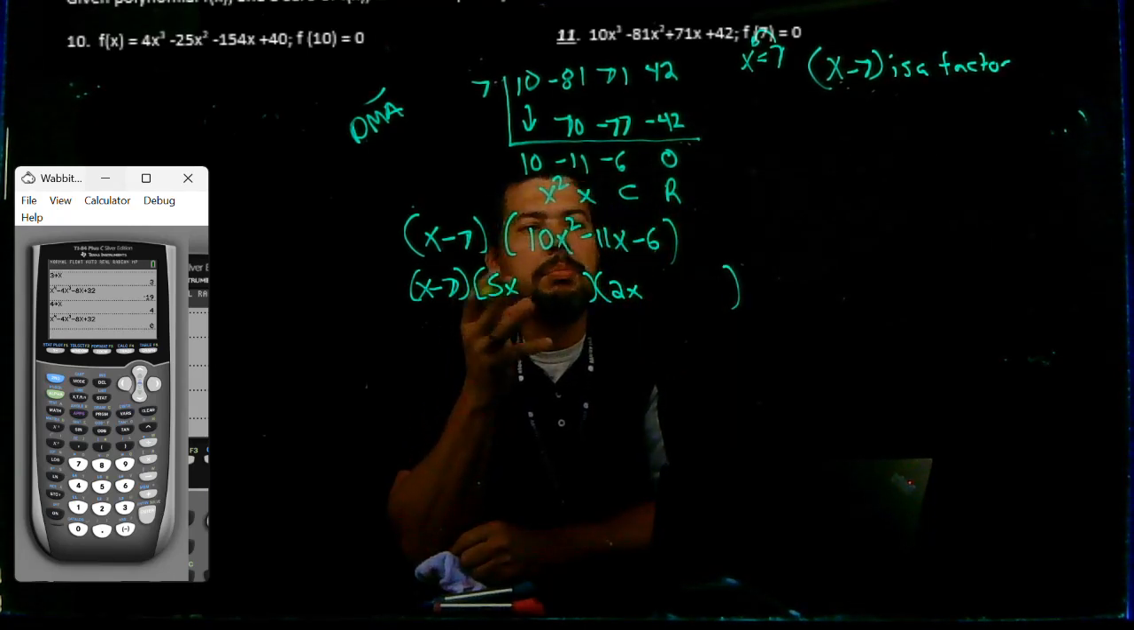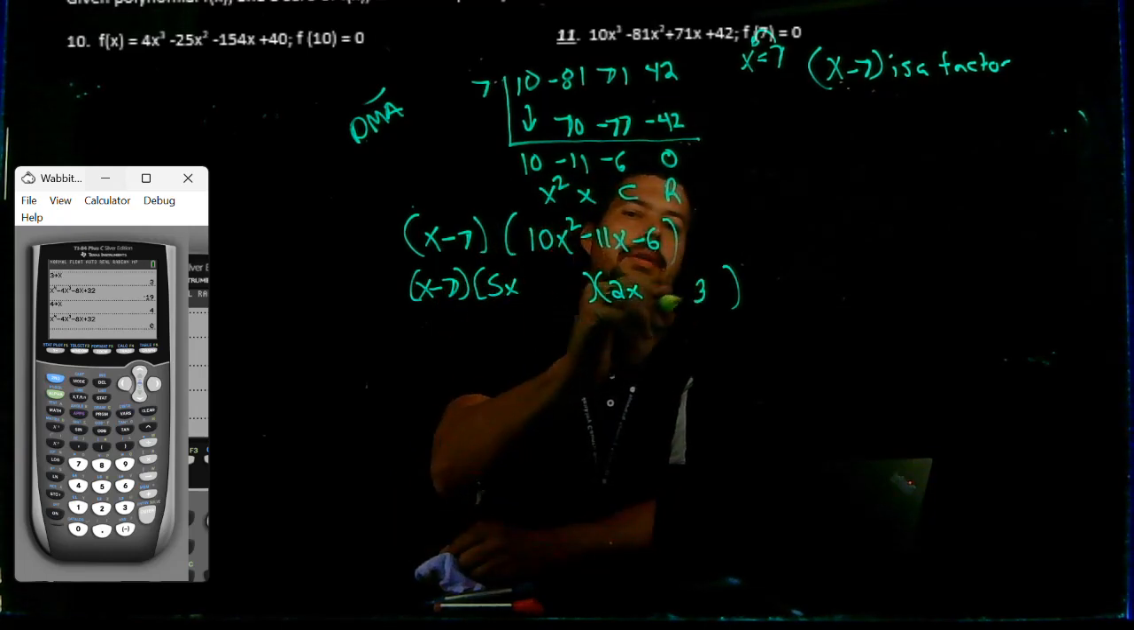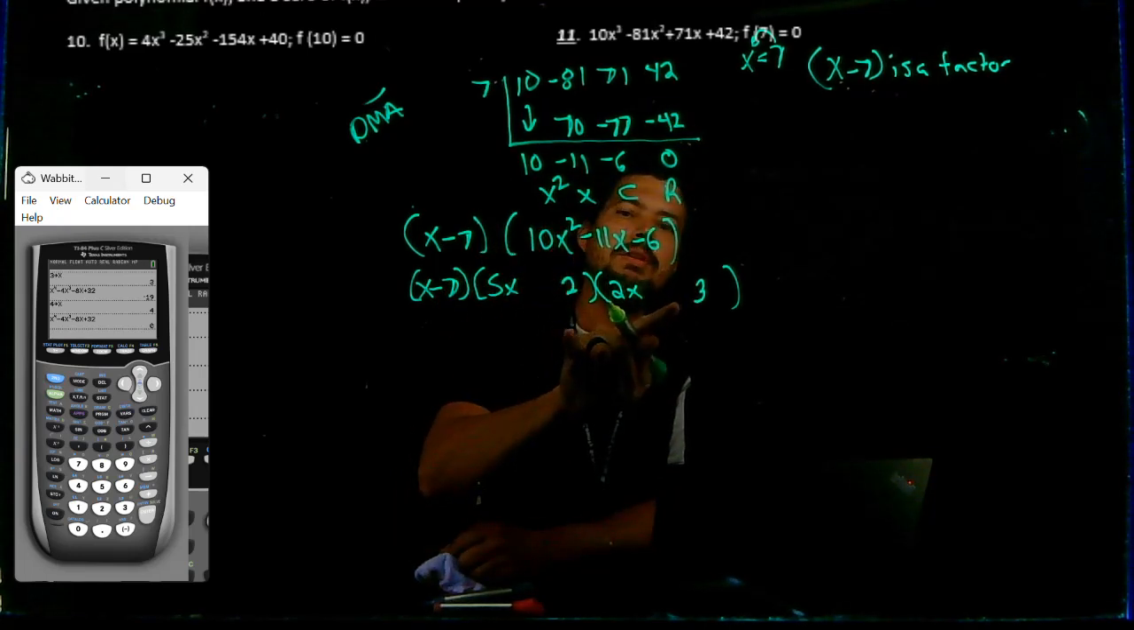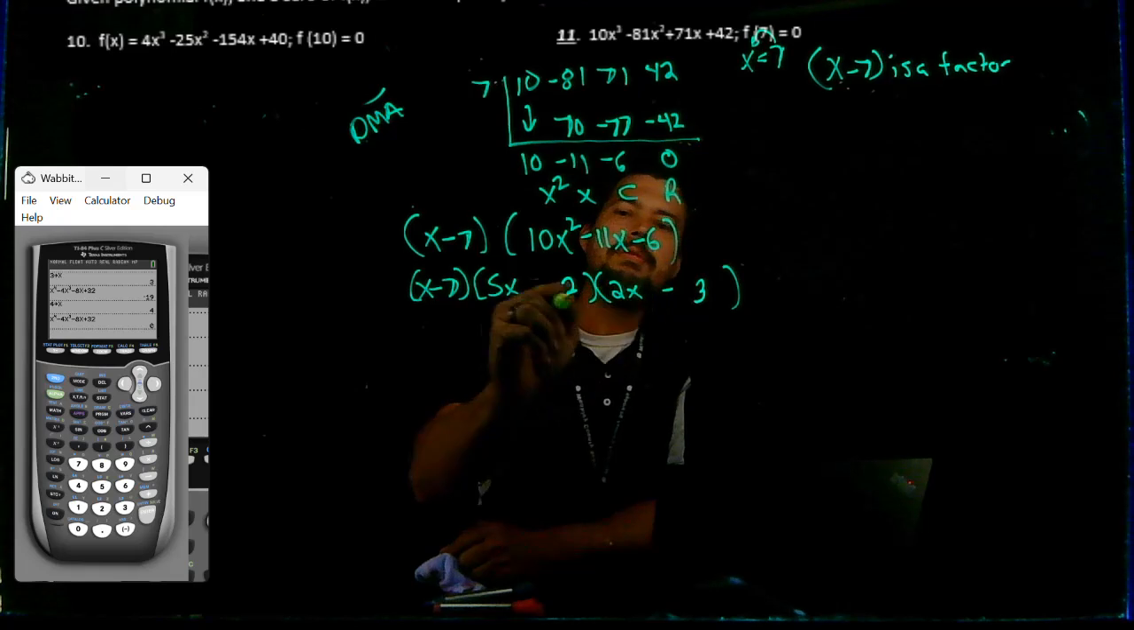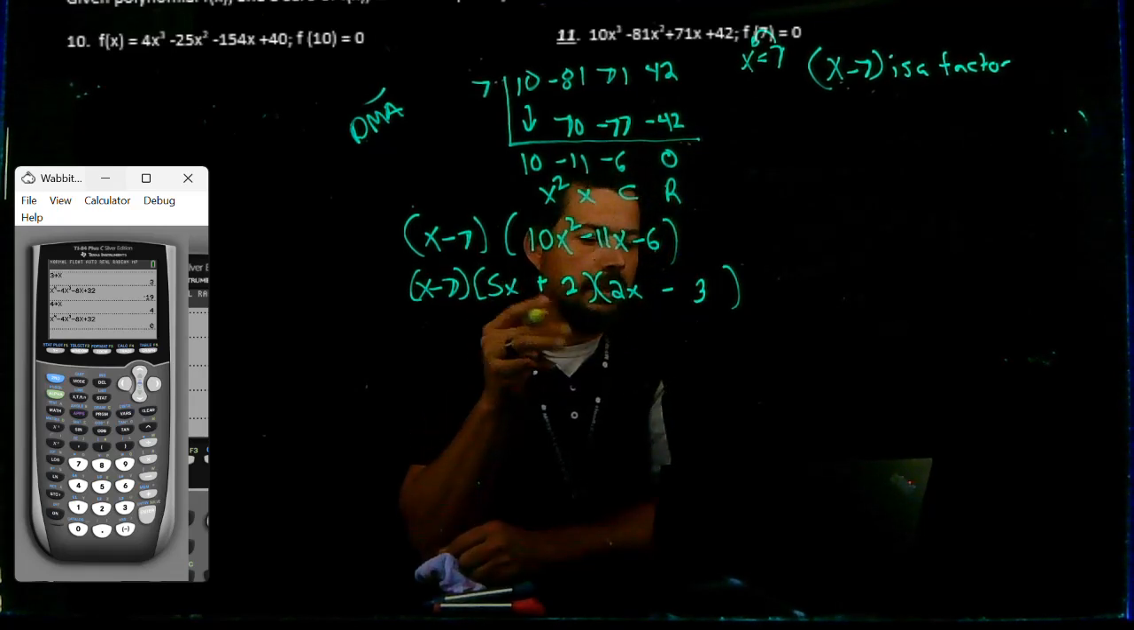To make a 6, probably a 3 and a 2, and I'm good with that, 3 and 2. Outside makes 15, inside makes 4, a negative 15 plus 4, negative 11, done, bam.